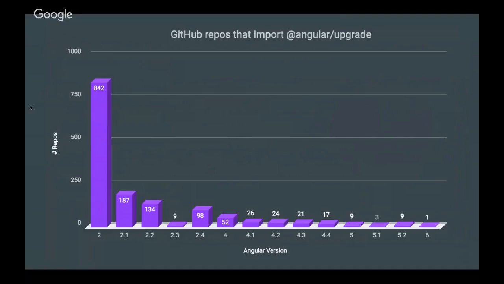Because when 2.0 first came out, people were very excited and they wanted to try how to use it for their own AngularJS application. But the fact that we have over 800 projects stuck at 2.0 is not good news. But whatever conclusion you draw from this diagram, I think we can agree on one thing, and that is migration is very hard.